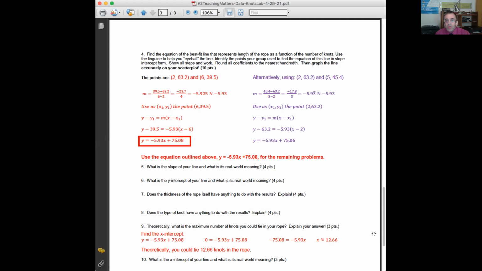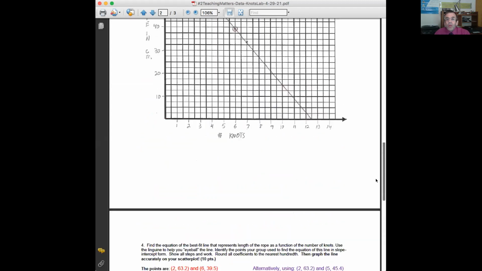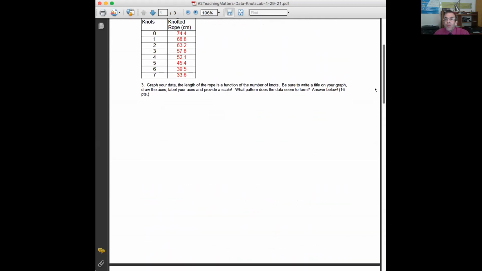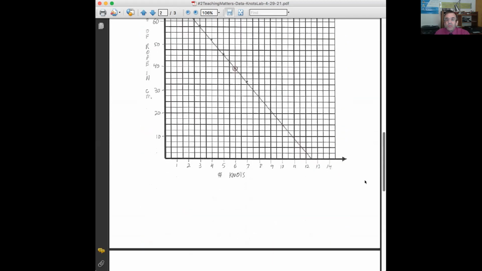The y-intercept, well, that is the value of y when x equals 0. So based on our equation, it is 75.08. Originally, when we measured our rope, going back to the data, it was 74.4, which is very close.